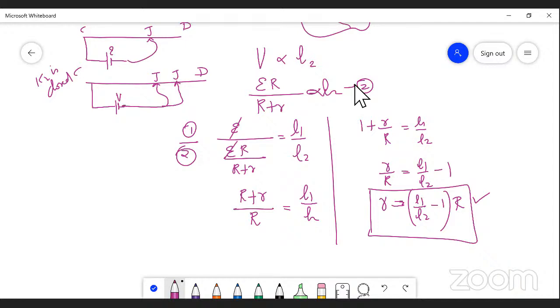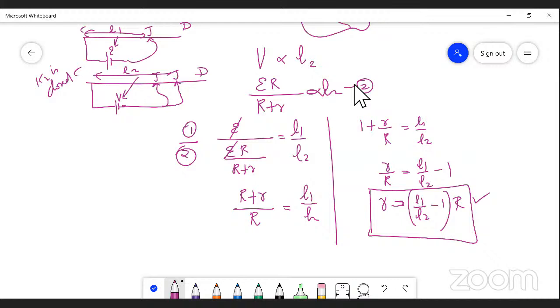Once again, I can write here. This is the balancing length L1, which corresponds to the cell of EMF E. This is the balancing length, let me say L2. This corresponds to the potential difference of the cell. Why? In the first case, no external resistance is included. The second case, external resistance is included.